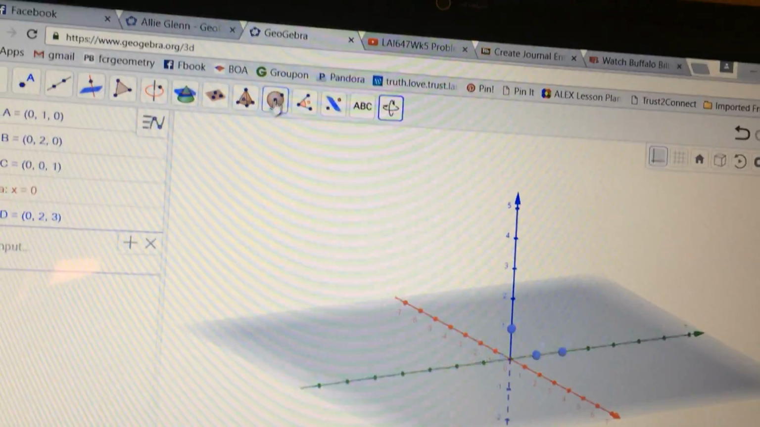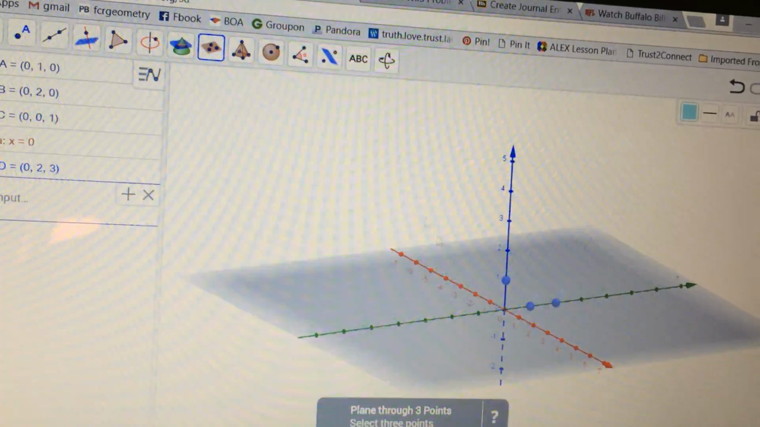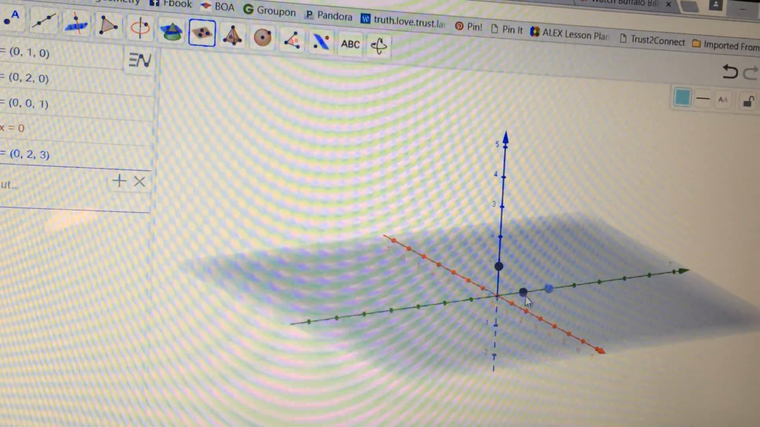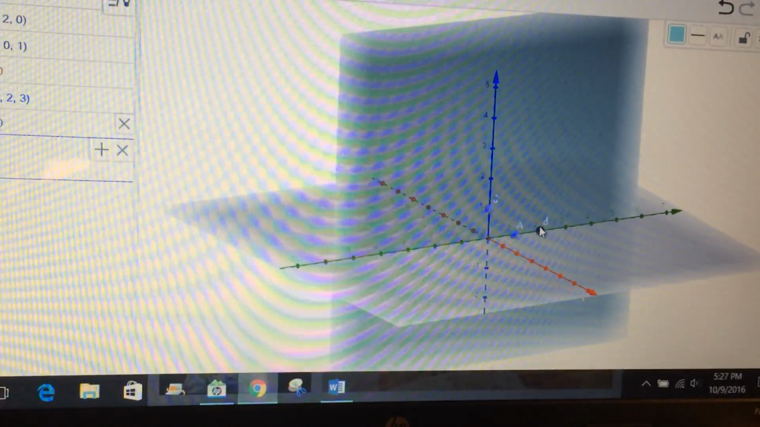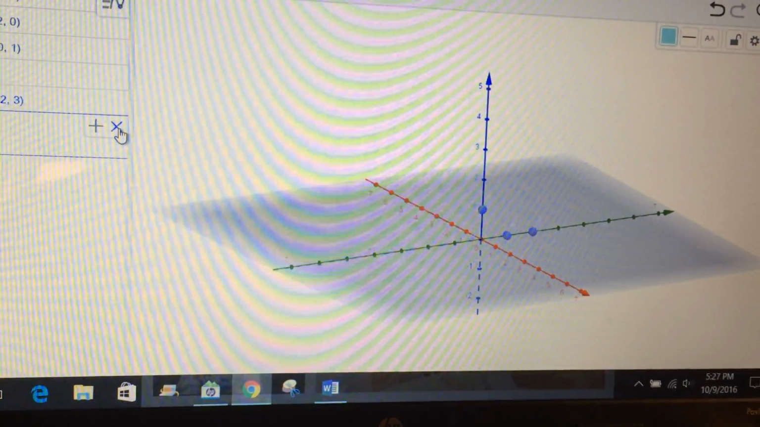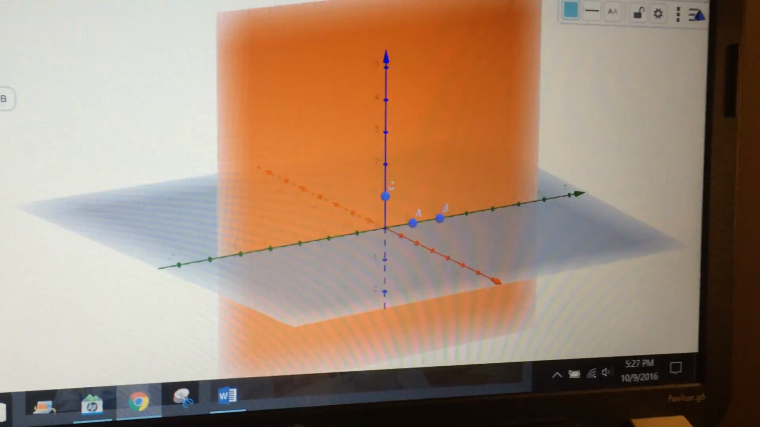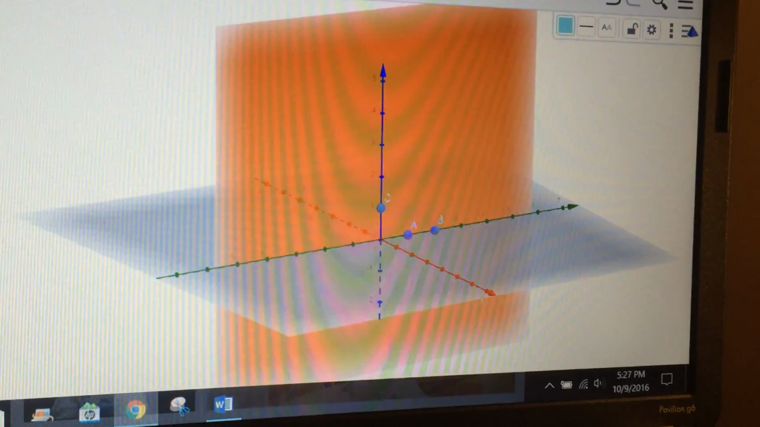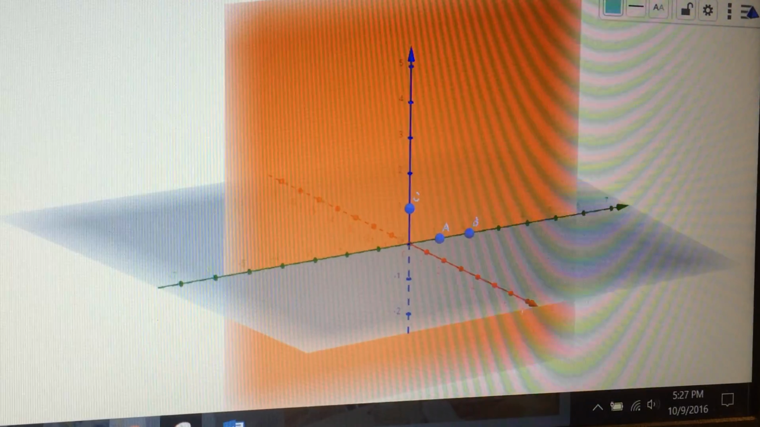I'm going to use my GeoGebra skills here: plane through 3 points. I'm going to click individually on each of those points, and a plane is created. I'm going to get rid of this one, which I did earlier, and keep that plane. I wanted to use a contrasting color so that we can really see the points pop out. Now I'm going to investigate the characteristic.